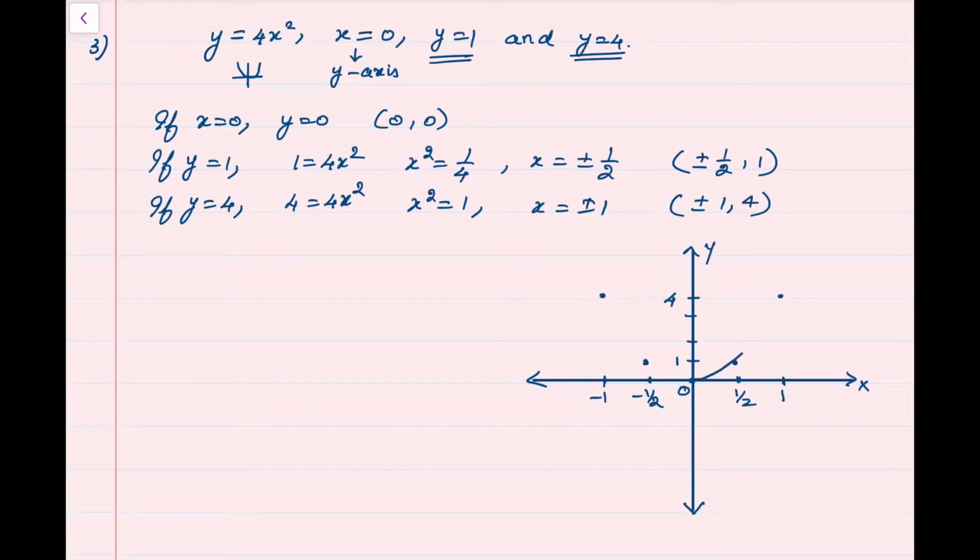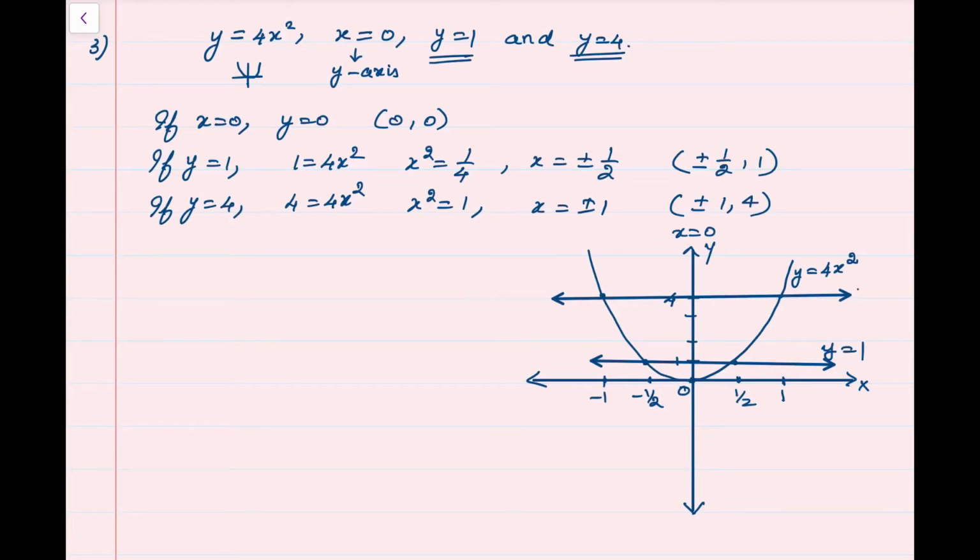The parabola is an upward parabola. The equation of this parabola is y equal to 4x square. x is equal to 0 is the equation of the y-axis. Now y equal to 1 is a line parallel to the x-axis. y equal to 1, y equal to 4 line. The area is in the first quadrant, bounded between these given curves.